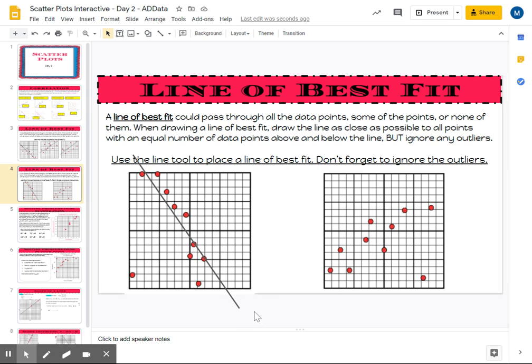Oops. Use my arrow key. I actually have to select the line to use the arrow key. Okay, I like that. I think that's pretty good. Okay, and we'll do it one more time over here, and we're going to try to ignore the outlier when we do our line of best fit.